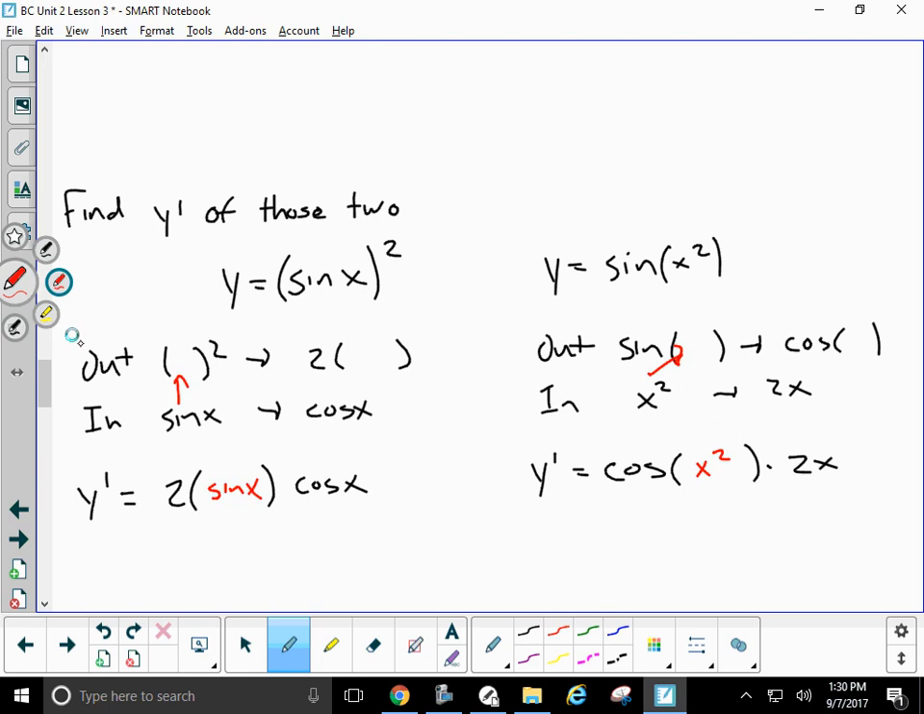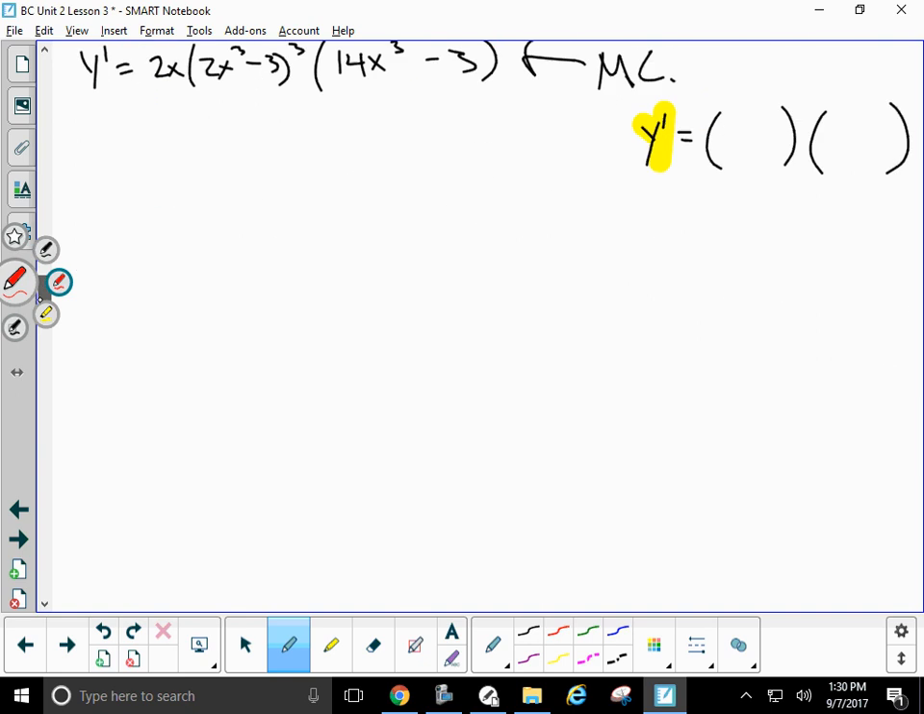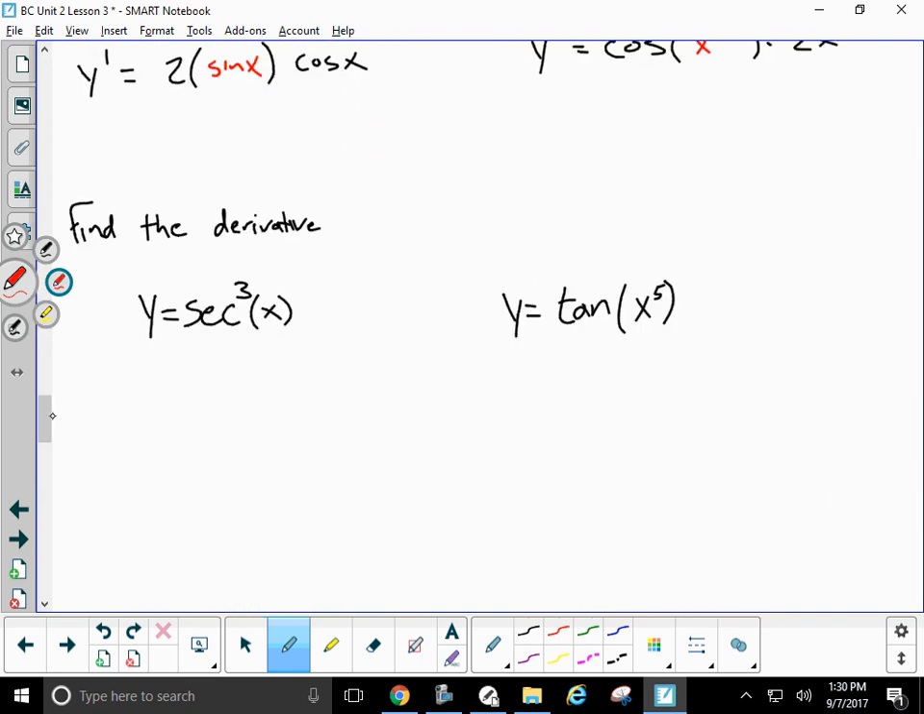Okay? Now let's go ahead and take the derivative of these two. However, since you do not know the derivatives of secant and tangent just yet, let's use sine and cosine. So let's do cosine cubed of x, and let's do sine of x to the fifth. Go ahead and find those derivatives.